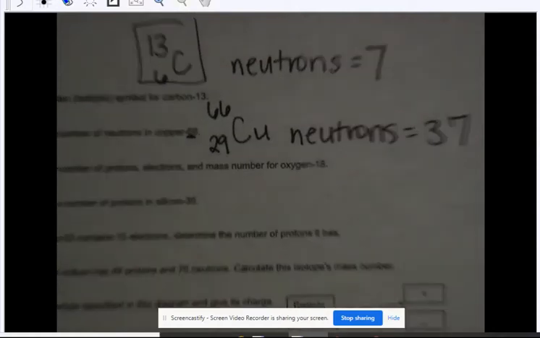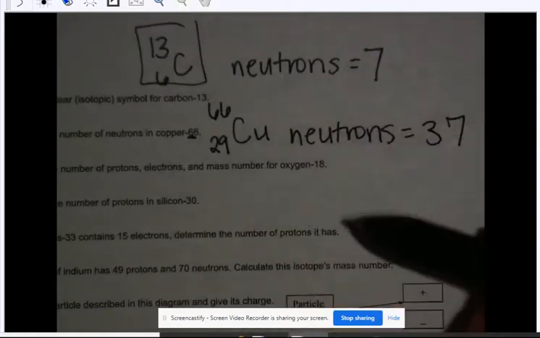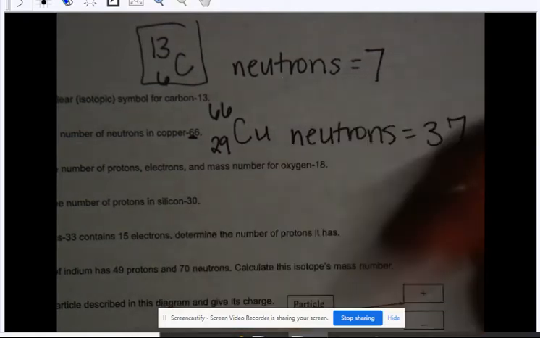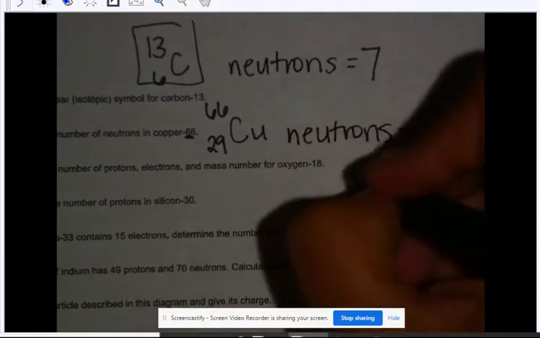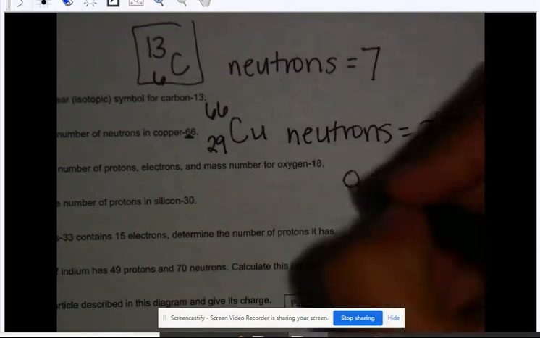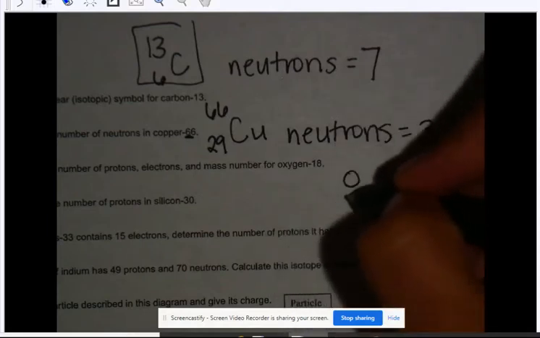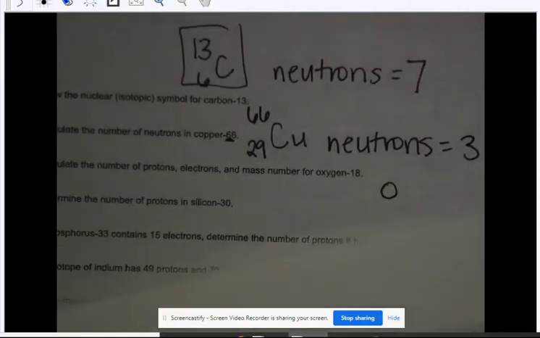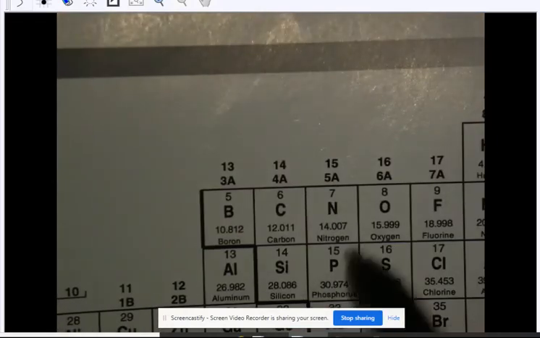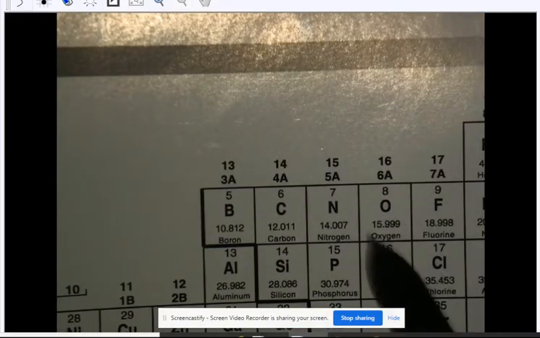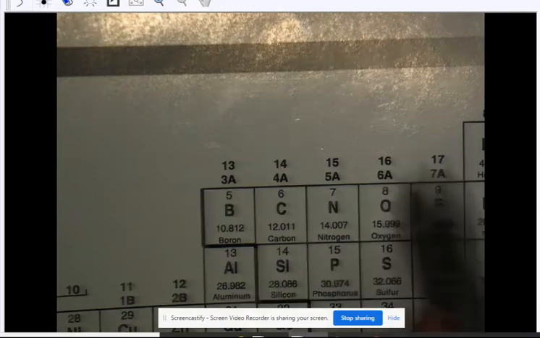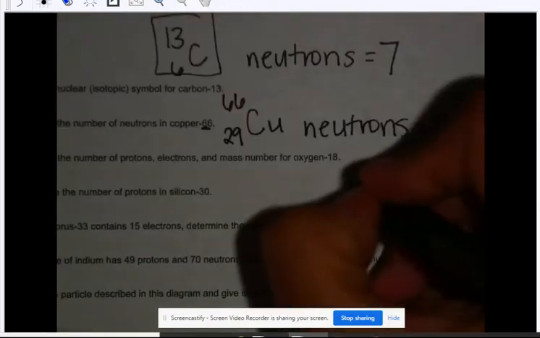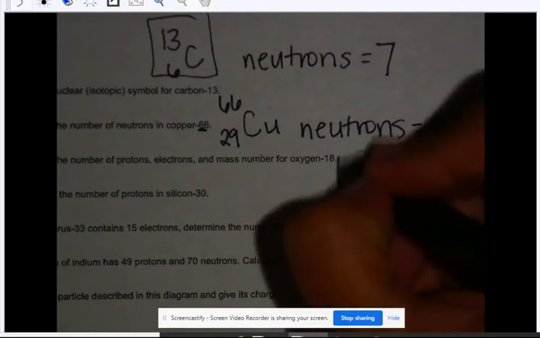Okay, number 16. Calculate the number of protons, electrons, and mass number for oxygen 18. So once again, I'm going to write my little nuclear notation. Looking at my periodic table, oxygen has an atomic number of 8. We're not going to grab our atomic mass because we know where that came from. So 8 we're going to put on the bottom, and we're going to put the number 18 on top.